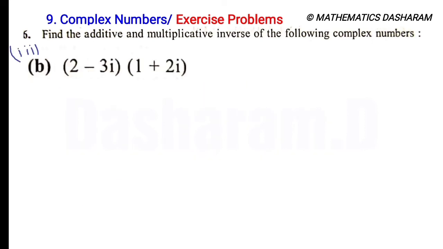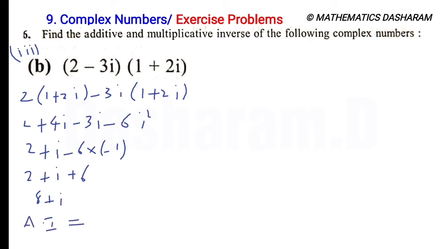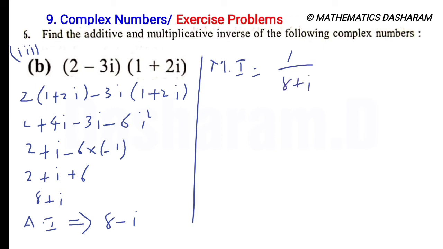So next, B question, 2 into (1 plus 2i) minus 3i into (1 plus 2i). So 2 into 1, 2, 2 2s are 4i, minus 3 into i, 3i, minus 3 2s are 6i square. So 2 plus 4i minus 3i is i, minus 6 into i square, whose value is minus 1. So 2 plus i plus 6, so 8 plus i. So now the additive inverse of 8 plus i is minus 8 minus i. So now the multiplicative inverse is 1 divided by (8 plus i).